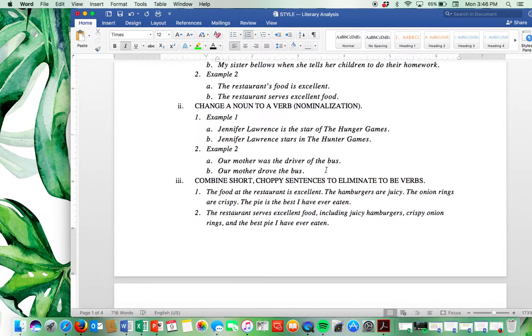The next example, the restaurant's food is excellent. Is a very boring verb, so what else could we say? We could say the restaurant serves excellent food. Now this sentence is much more active and much more clear.